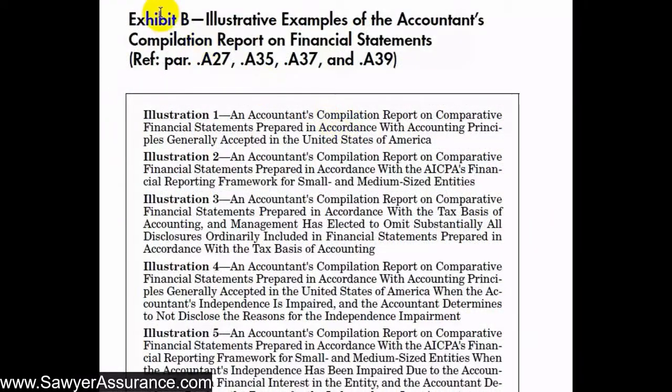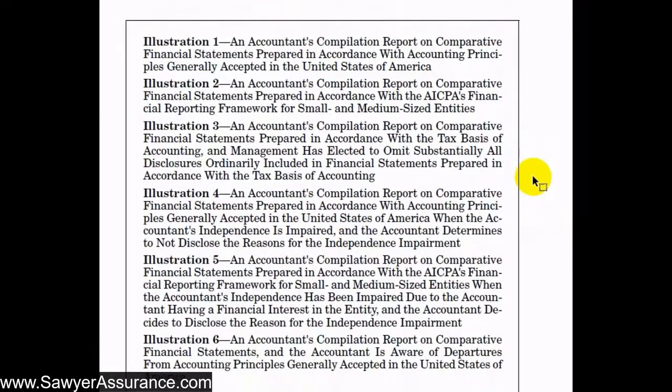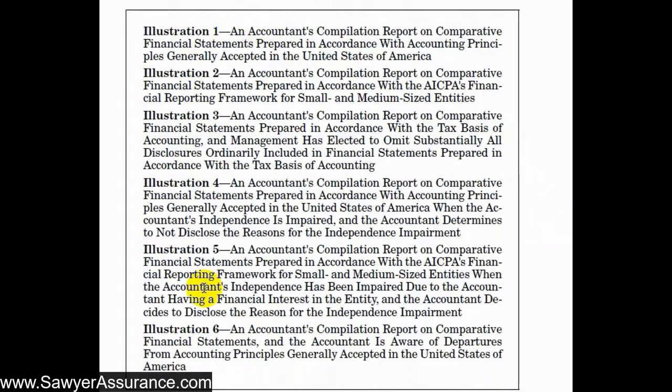All right, so now we're here at Exhibit B with illustrative examples of the accountant's compilation report on financial statements. And we see here we have a lot of different illustrations. As we saw earlier in this video, there are a lot of different situations for which the accountant's compilation report might be different by adding or removing certain disclosures. And that's why we have so many different illustrations here.